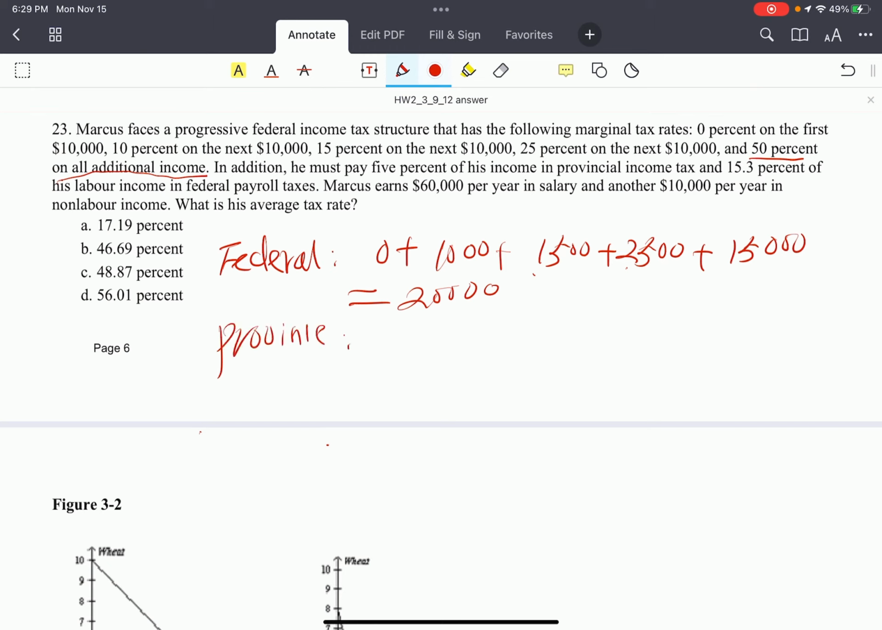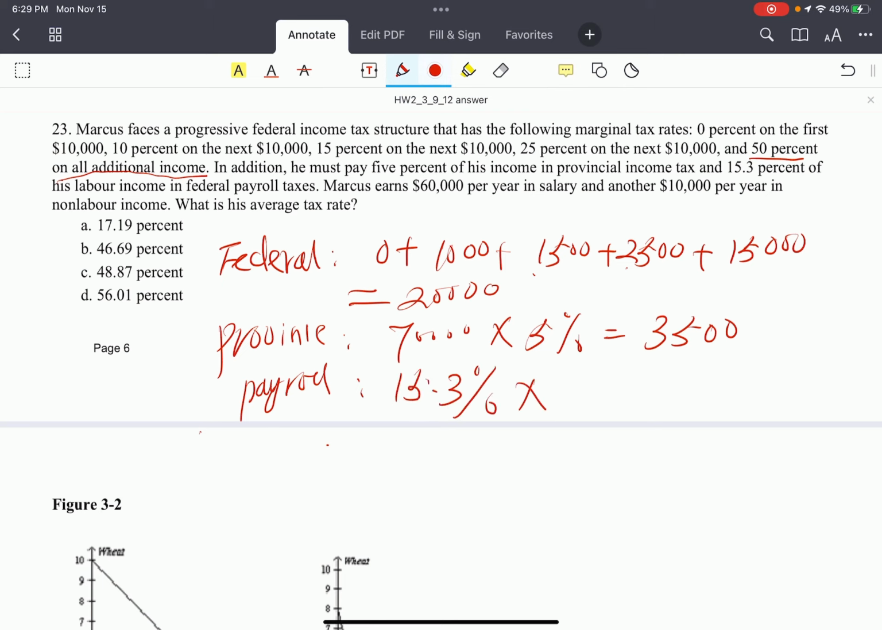And now we have provincial taxes. This is an easy tax because it's flat. It's just 5%. Then the tax here should be, I think, 3,500. And then we have payroll tax. It should be the percentage times labor income. And his labor income is just $60,000.